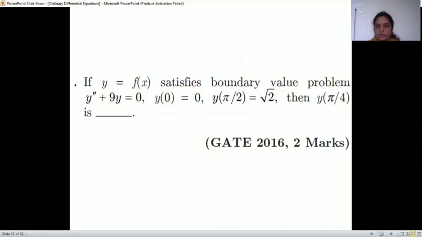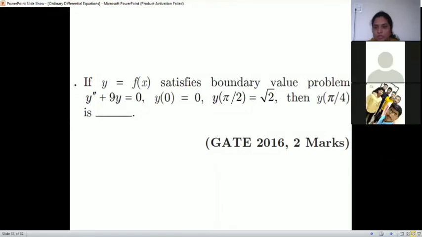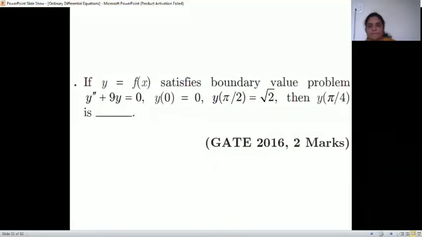Who is getting? Anyone? What is the answer? What is y at pi by 4? What is c1, c2?